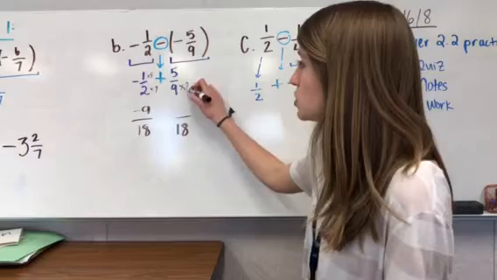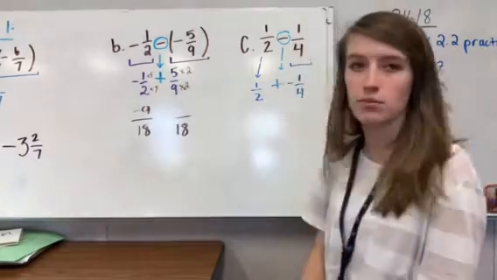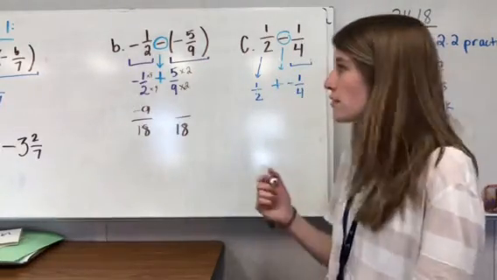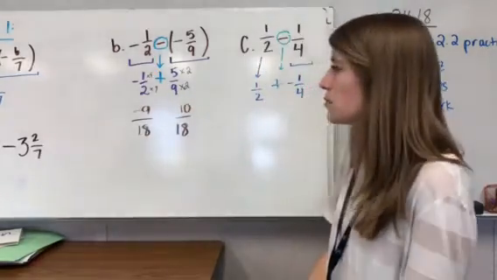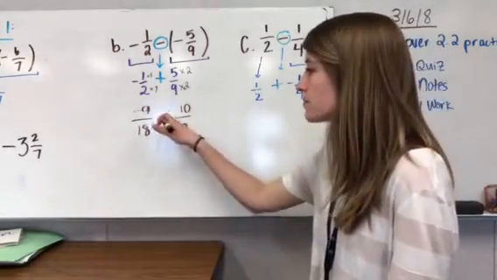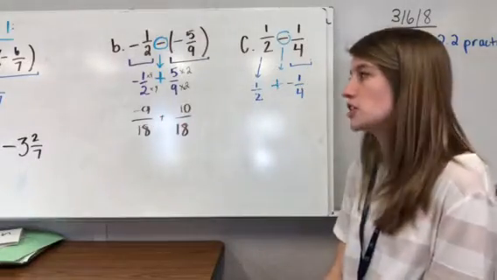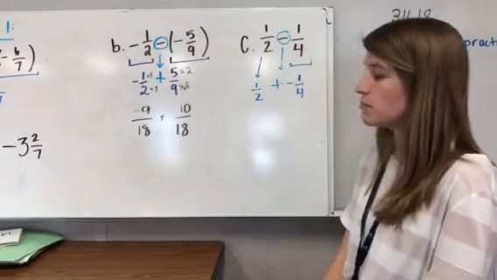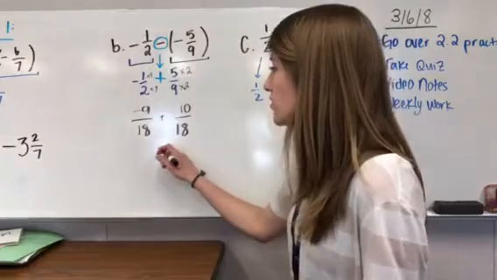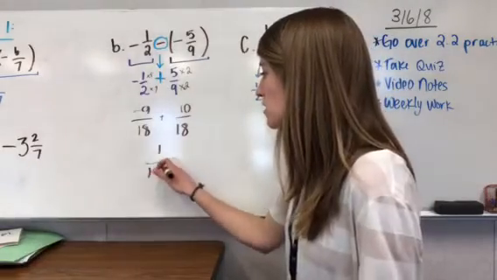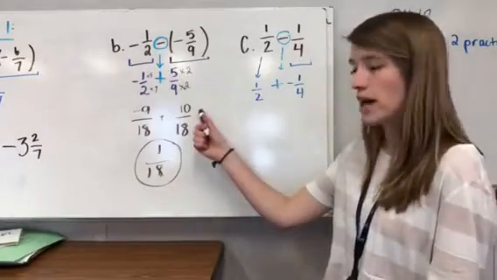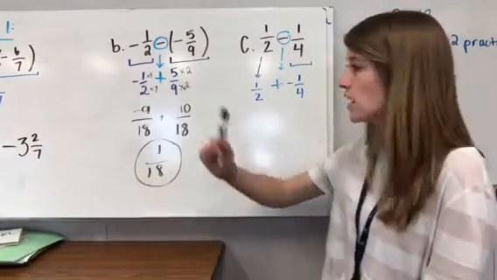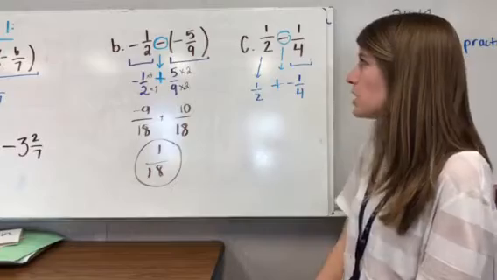Now, 9 times 2 is 18, so I need to multiply numerator and denominator of that fraction also by 2, which would get me 10/18. I'll add the fractions. I have -9/18 plus 10/18. -9 plus 10 gets me 1, so my final answer is 1/18. 10 has a greater absolute value than -9, so we keep the sign with 10, which means it's positive.